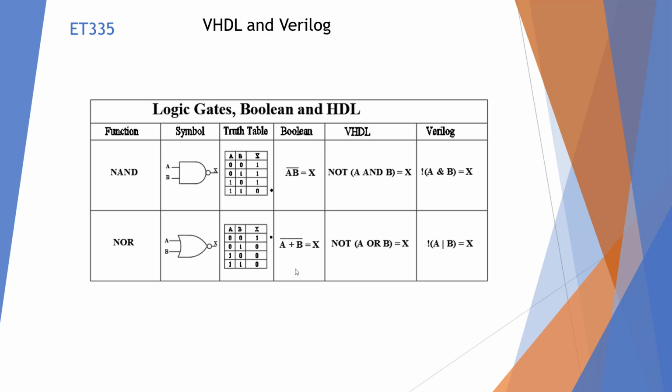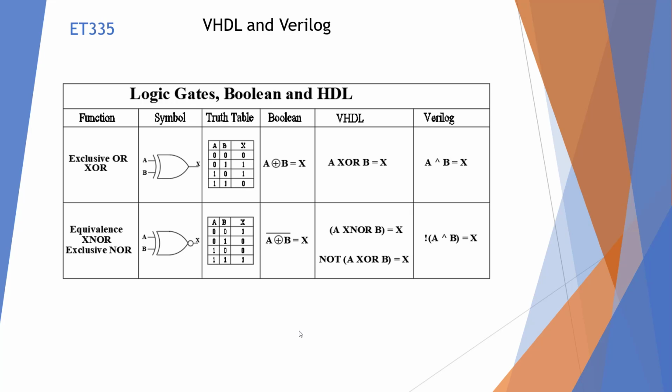NOR, we're going to have a bar over A plus B. VHDL, we're going to have not quantity A or B. And for Verilog, it's going to be exclamation point, quantity A, pipe B, close parentheses.